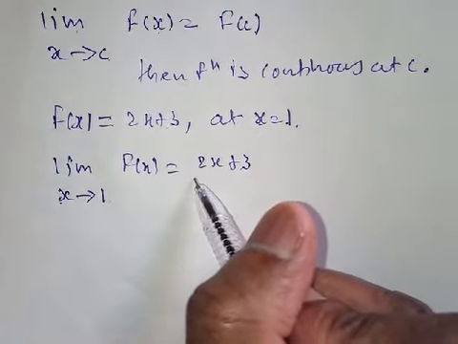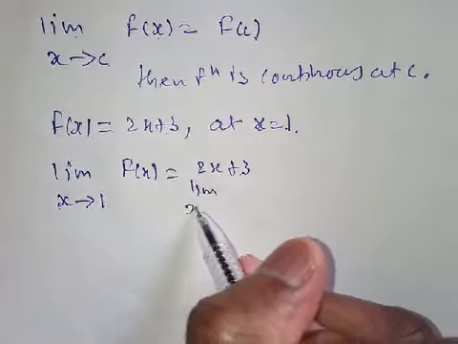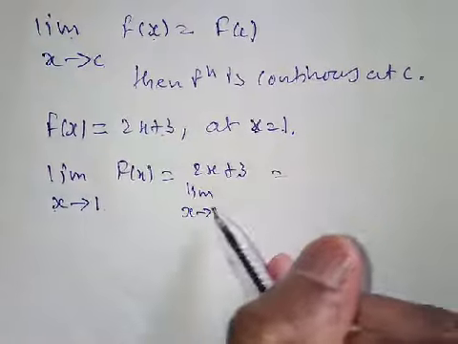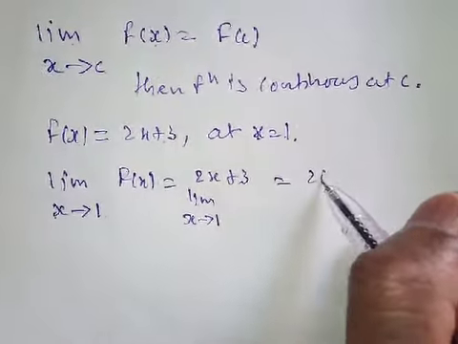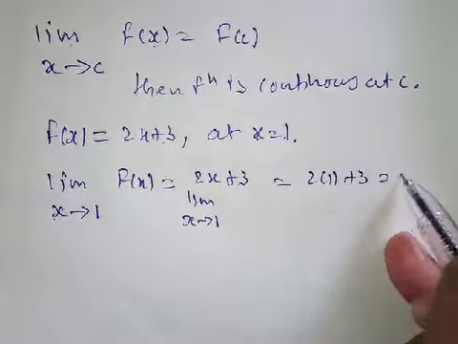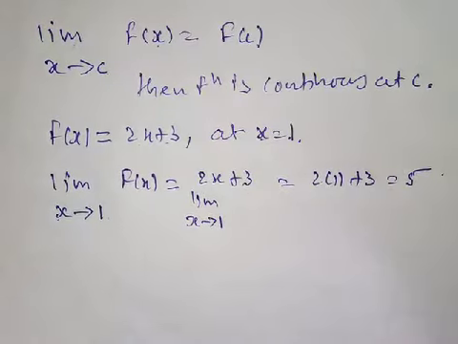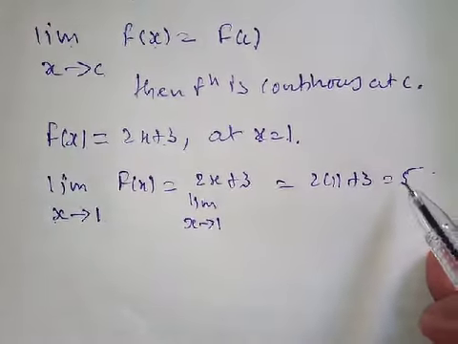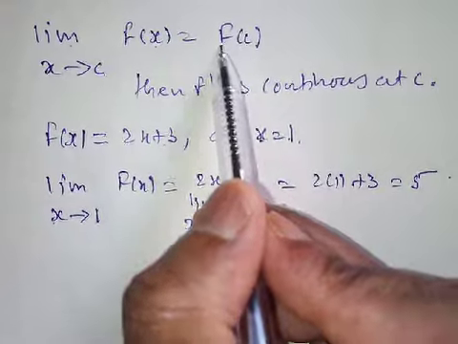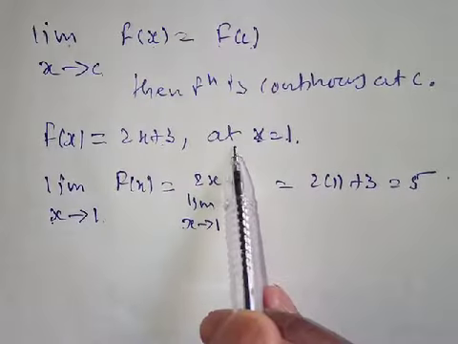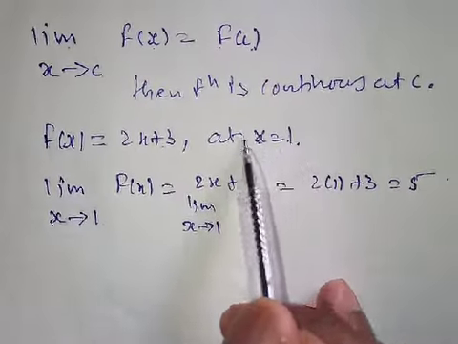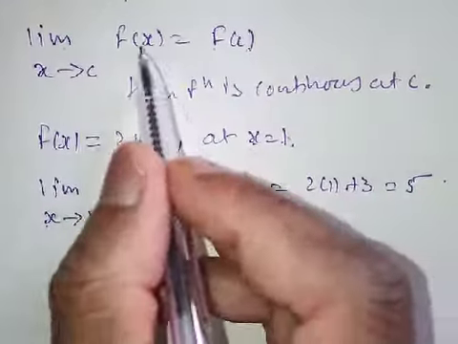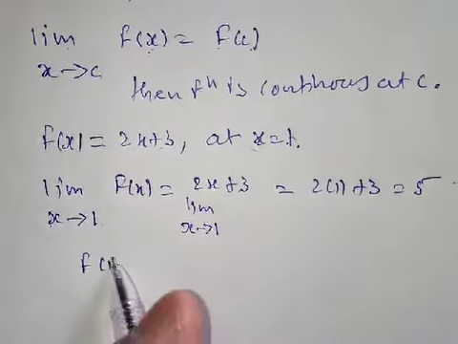2x plus 3, and the limit is as x tends to 1. Substituting this value, what do you get? 2 into 1 plus 3 is equal to 5. Now what you have to check, according to the definition, is f of c. What is c here? c is 1, so put the value of x as 1.